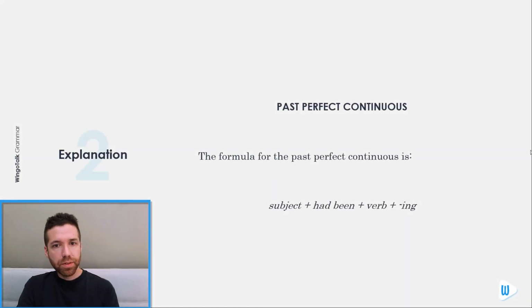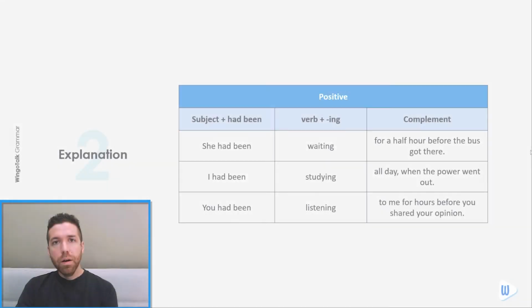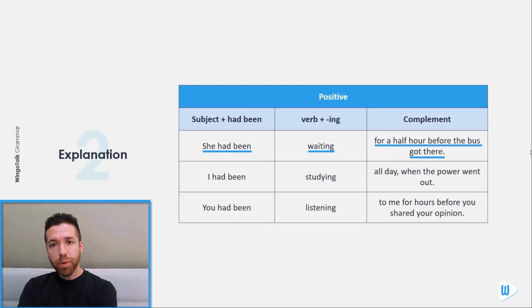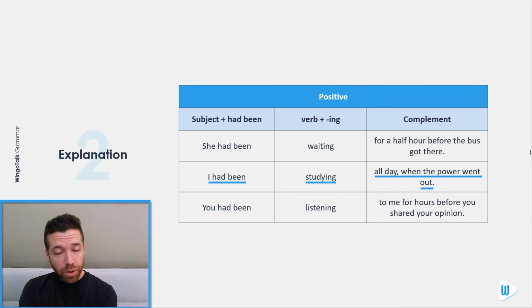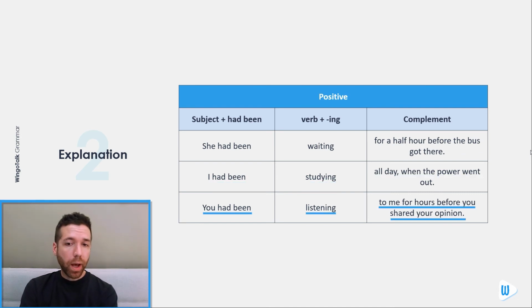Past perfect continuous. The formula for this is subject plus had been plus verb plus ing. Positive sentences. She had been waiting for a half hour before the bus got there. I had been studying all day when the power went out. You had been listening to me for hours before you shared your opinion.